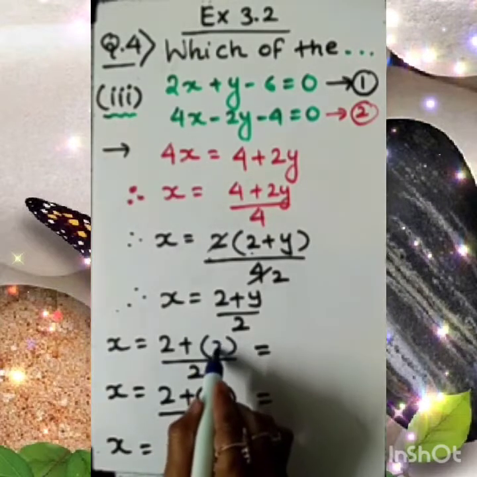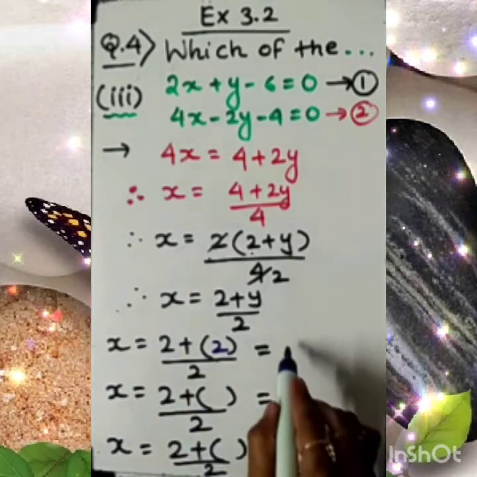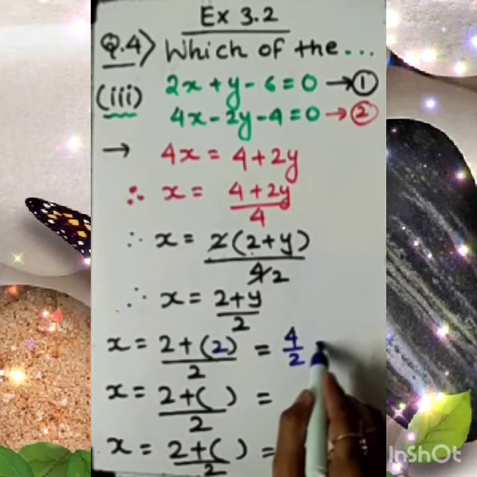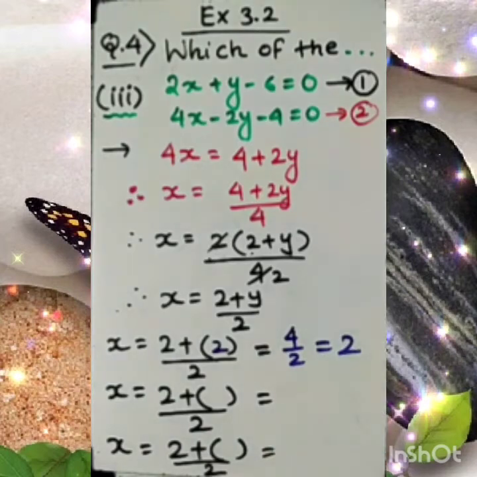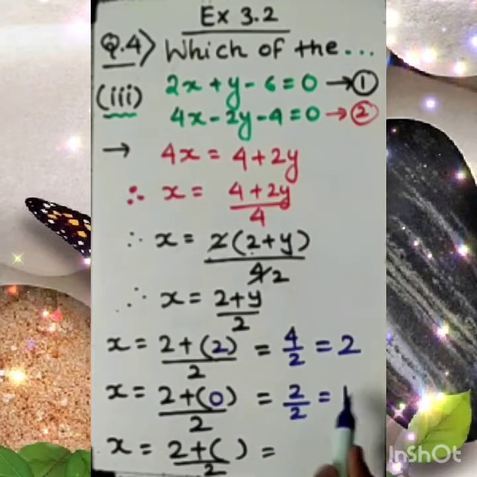So I am choosing 2 first. Suppose I am choosing 2, then 2 plus 2 is 4. 4 divided by 2 gives the result 2. Same thing, suppose I am choosing the even number 0. Then 2 plus 0, 2 by 2. 2 by 2 we know is only 1.